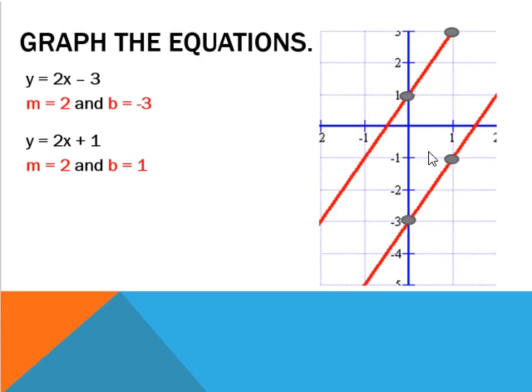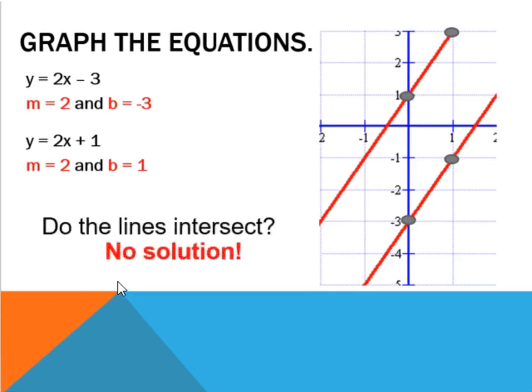Ang graph na na-form natin ay parallel. No? Yung line 1 at line 2 ay parallel sa isa't isa. Pagka parallel ang lines, ibig sabihin hindi sila nag-intersect. So, kung walang intersection, ibig sabihin wala tayong solution to the system.